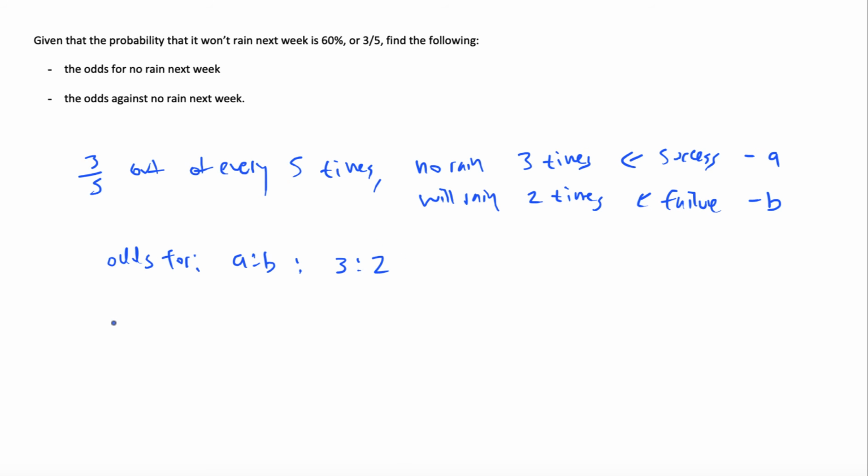So similarly, the odds against is going to be B to A, which in this case is going to be 2 to 3. The odds for and the odds against are always just flip-flopped.